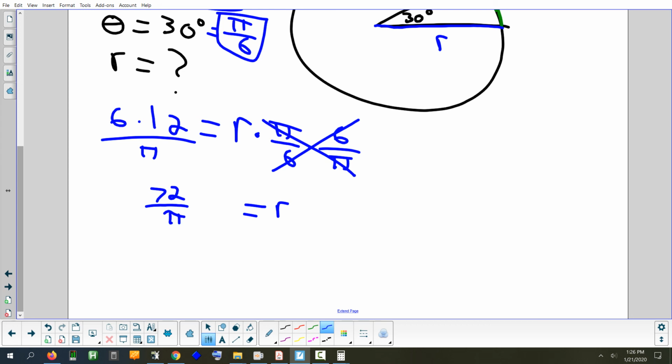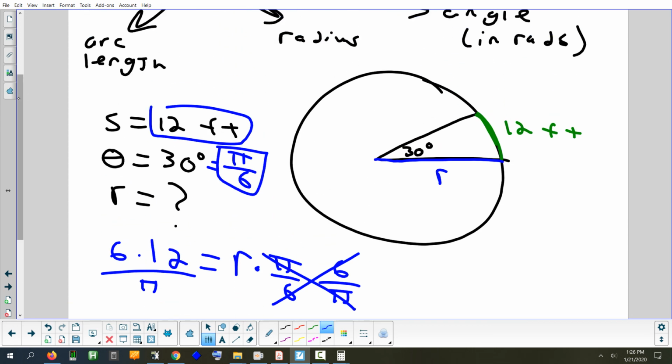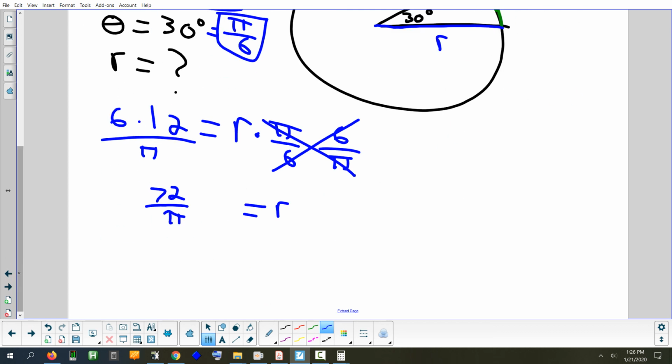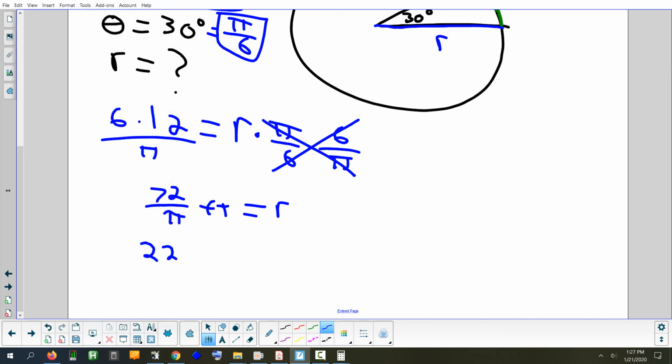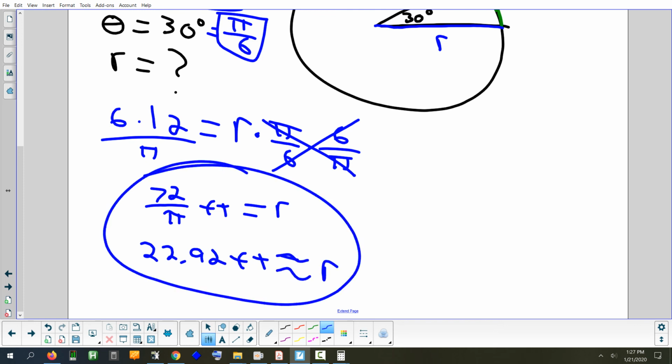And now I need a label on that. Look at what we solved for. We solved for R. R is the radius. That's a measurement of length. In this problem, my length units were feet. So the answer to this is 72 over pi feet. Or if they wanted a decimal, that's approximately 72 over pi, 22.92 feet. And that's how you find arc length.